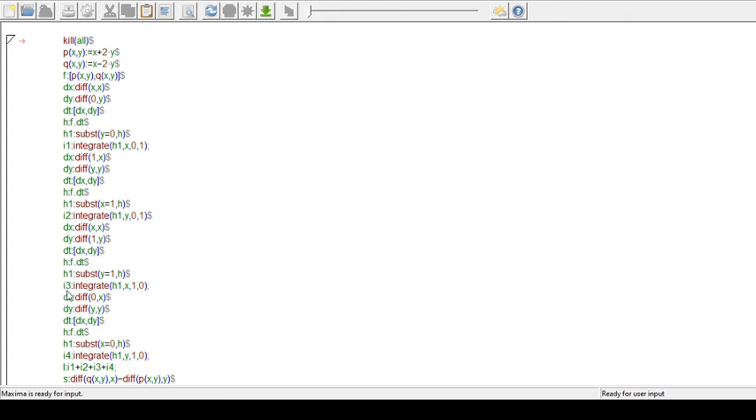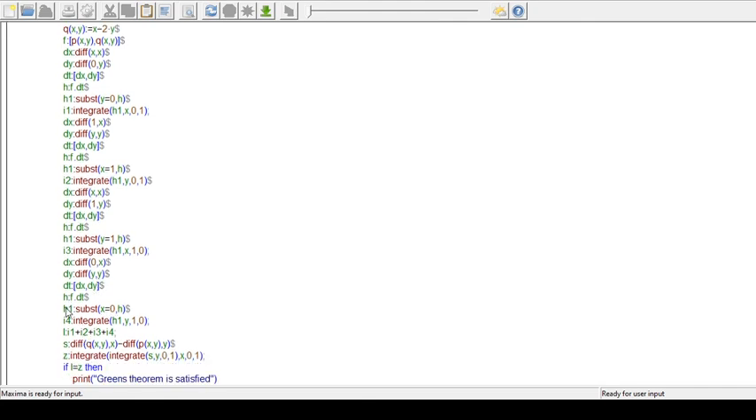And in the fourth one, x equals 0 over c4. Therefore, dx is the differentiation of 0 with respect to x, and dy is the differentiation of y with respect to y, and your dt is the list dx comma dy. The dot product of these two, that is p dx plus q dy, will be stored in h, but we have to substitute x equals 0 so that it becomes a function of y alone. Now integrate this with respect to y, where y runs from 1 to 0, and that will be stored in I4. So this is the line integral over C4. Add those line integrals I1, I2, I3, I4 and store the answer in I. This is your line integral over C of p dx plus q dy.